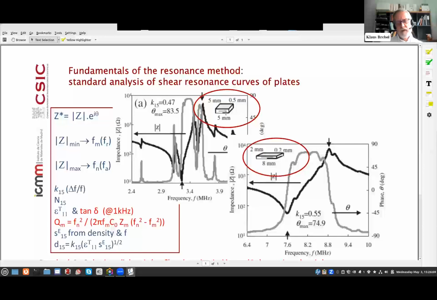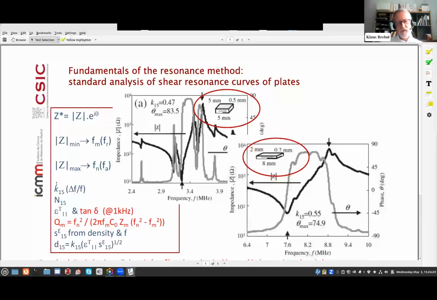The shear characterization is done using, of course, a shear resonator. And this is being poled lengthwise, and we have electrodes under the two major surfaces. Here you can see a measured impedance plot. And it's obvious that we have several spurious modes here.